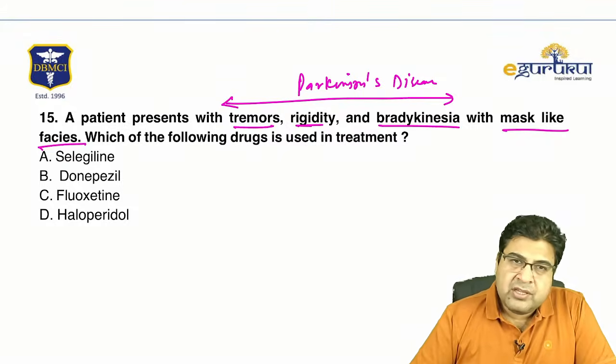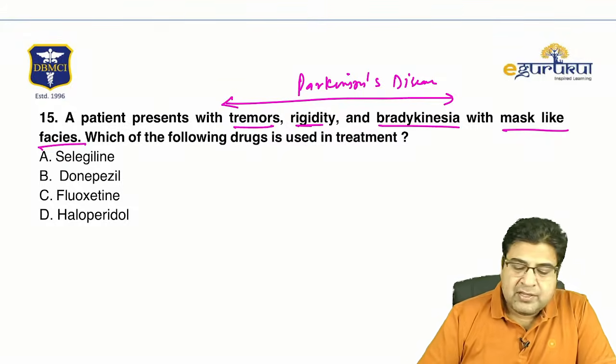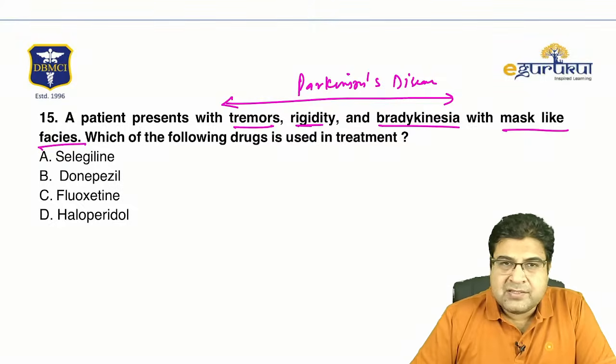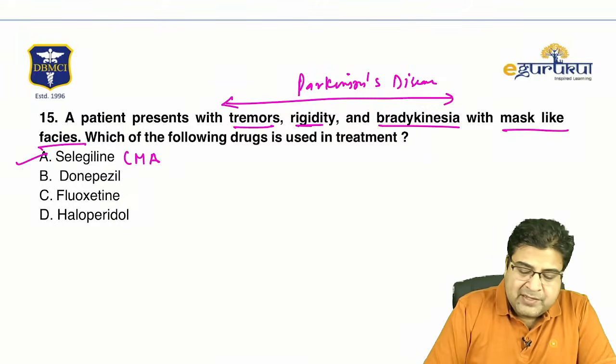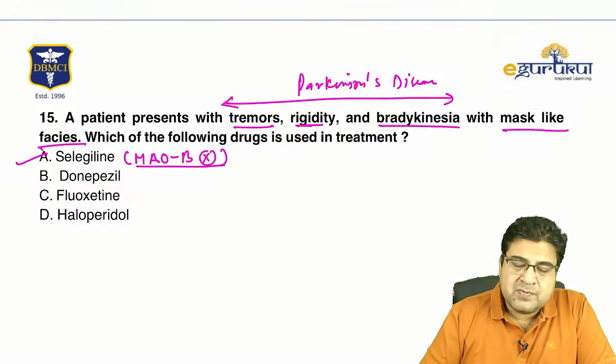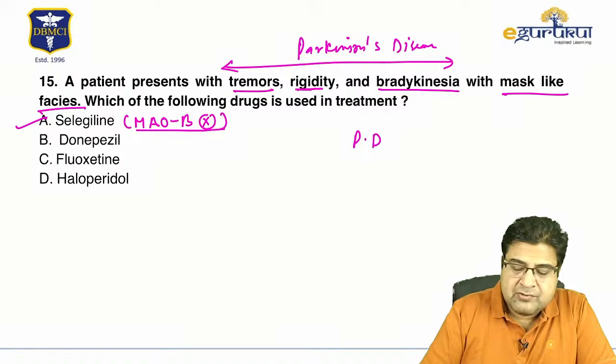Now, which drug is used in the treatment? Which drug is given for Parkinsonism? Basically, they're asking which drug is given for the treatment of Parkinsonism out of these four. So guys, selegiline. Now, selegiline is a medicine which is a MAO-B inhibitor. This medicine is given to a patient of Parkinson's disease, right?